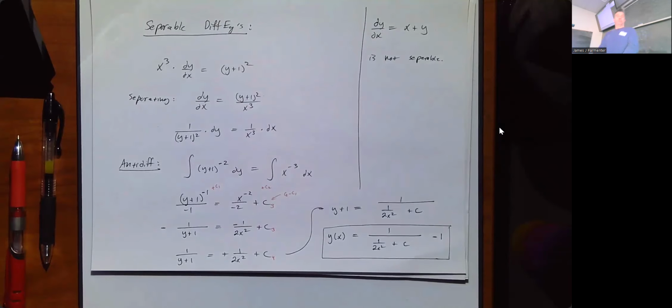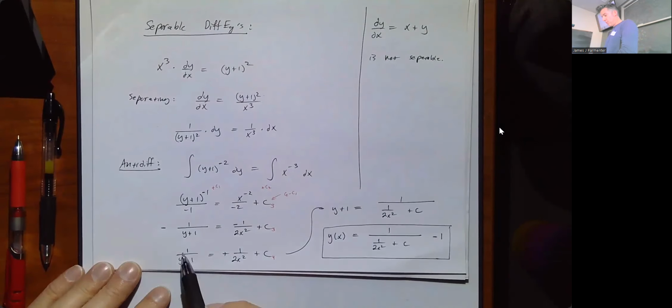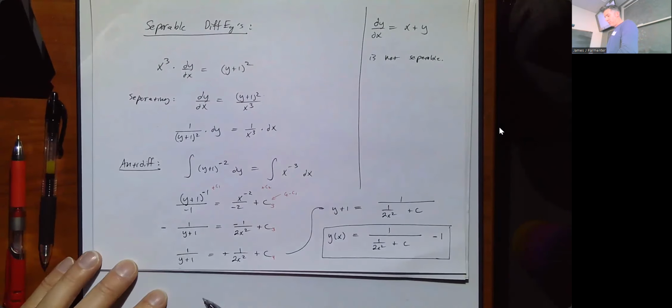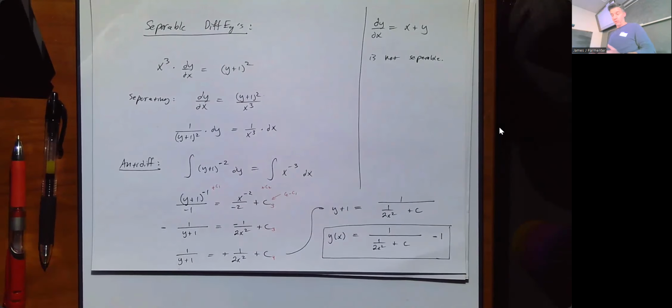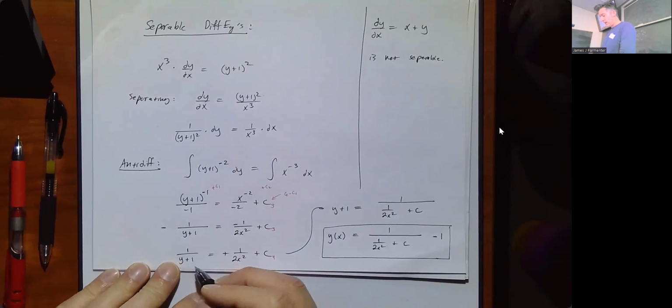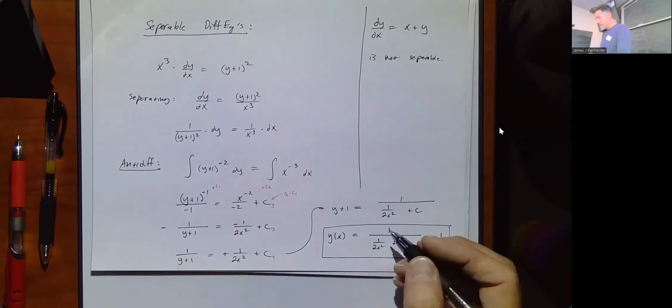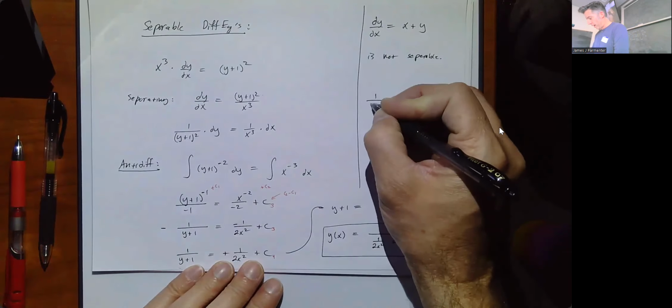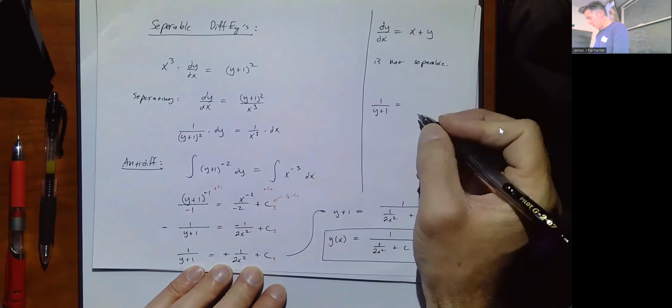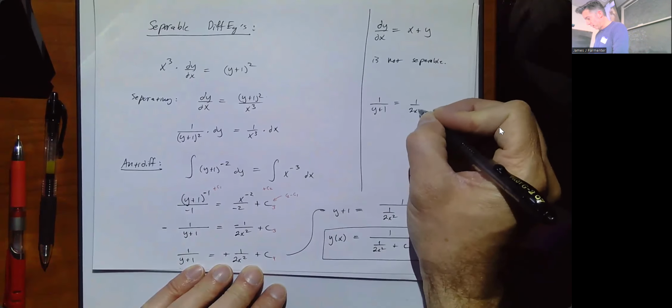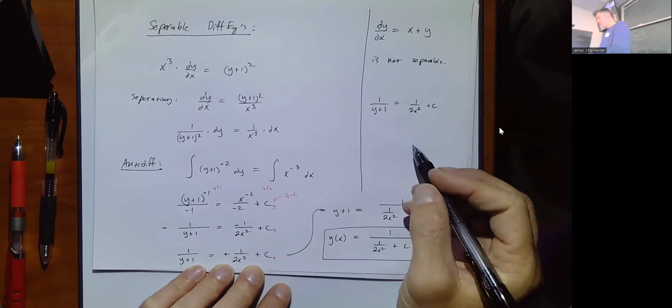How come we have the C under there? Good question. The reason we have this is because, when we're solving for y here, basically what I've done is I've taken the reciprocal of both sides. So what I've really got here, in fact, let me show another way of doing this. I've got 1 over y plus 1 equal to 1 over 2x squared plus c, and I'm trying to solve for y plus 1.